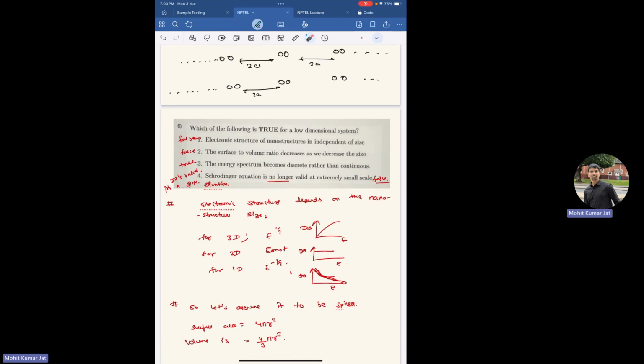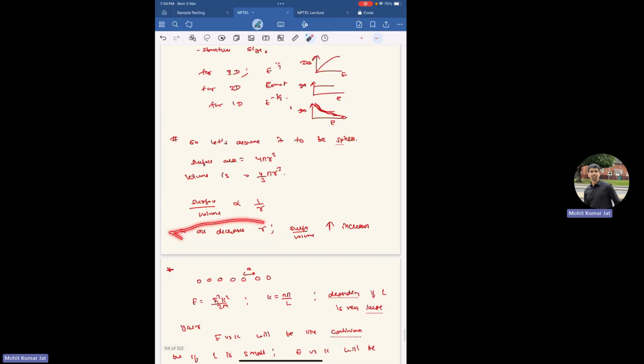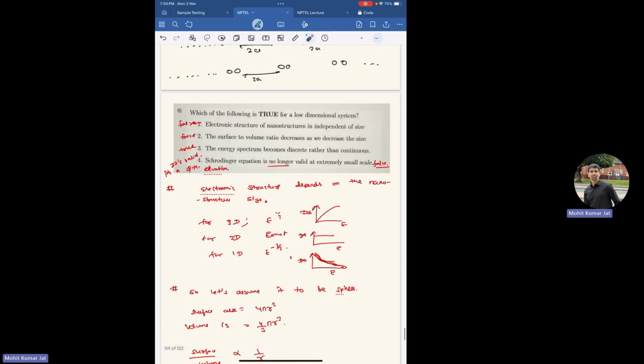Which of the following is true for low dimensional system? Electronic structure of nanostructure is independent of size. No, it does depend on the size. Then the surface to volume ratio decreases as we decrease the size. We showed that no, this is not the case. As one decreases R, surface to volume actually increases. It's the reverse of that. This is also false.